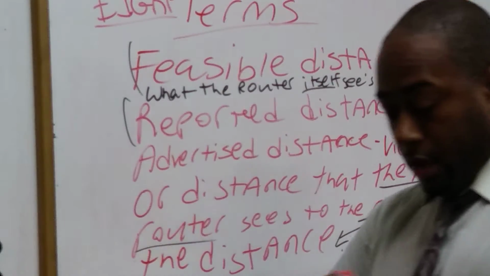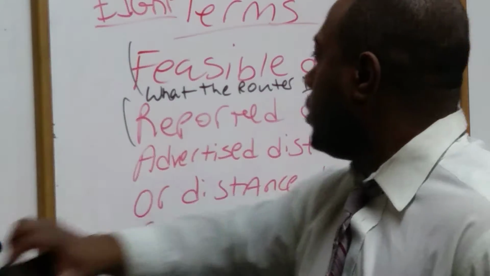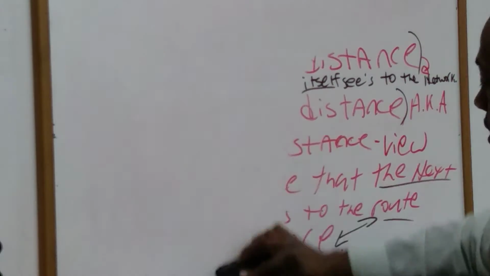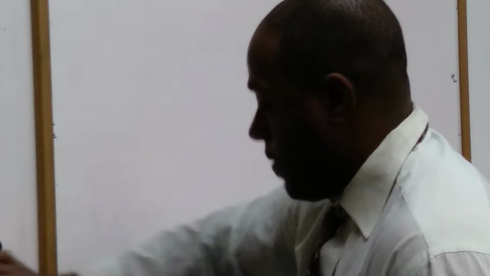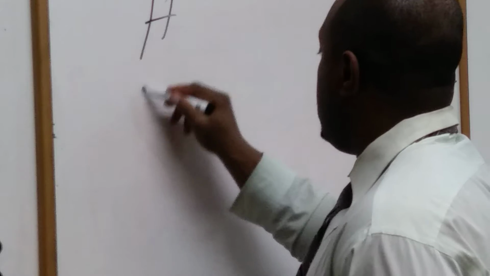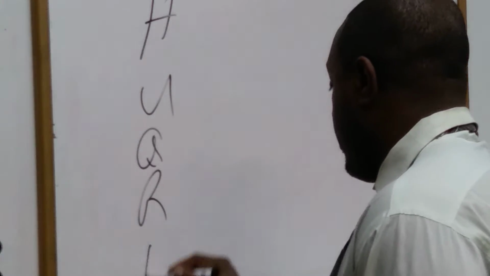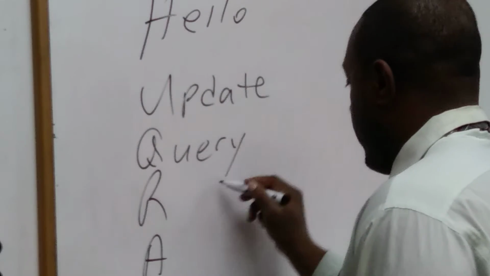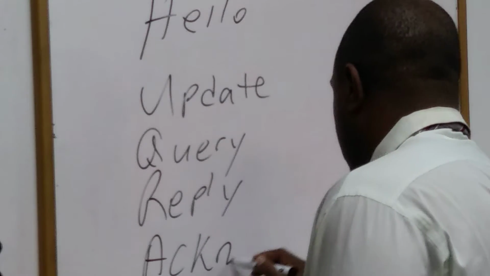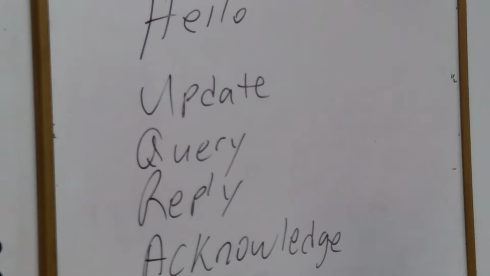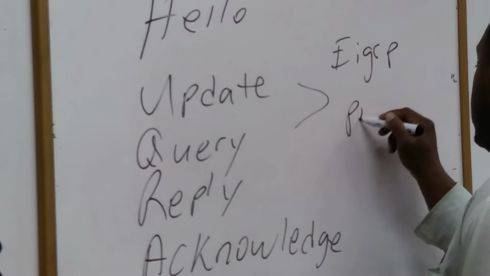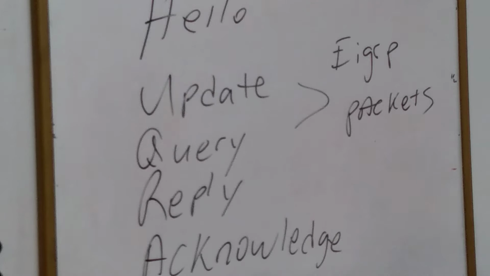Okay, also let's go over the 5 EIGRP packets. This is very important because you see this in one of the tables. I believe it is the topology table, which is the 5 EIGRP packets. And I also came up with a mnemonic for the 5 EIGRP packets, and the mnemonic is HUQRA, or H-U-Q-R-A, designed by me, myself, and I. HUQRA stands for hello, update, query, reply, and acknowledge. So these are the 5 EIGRP packets, right? Remember that?